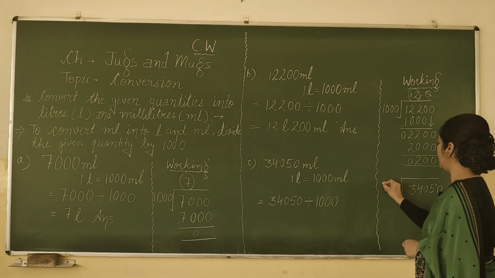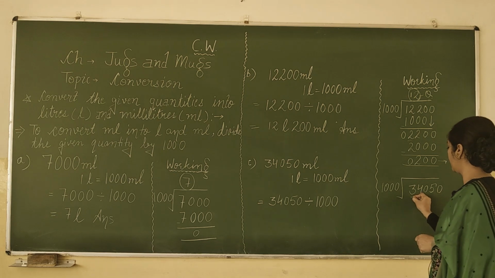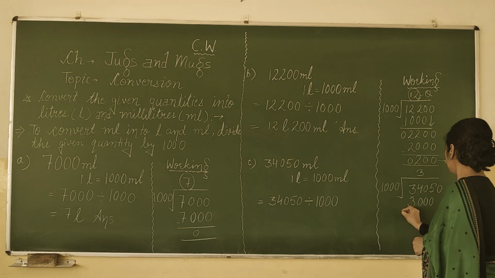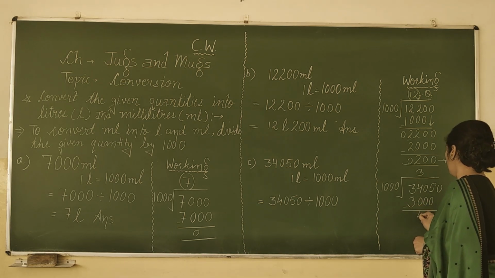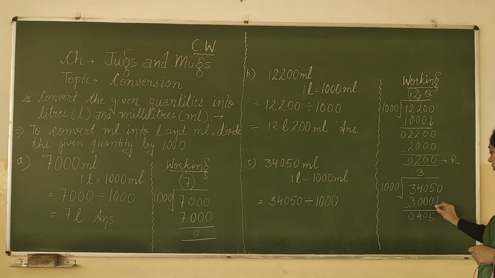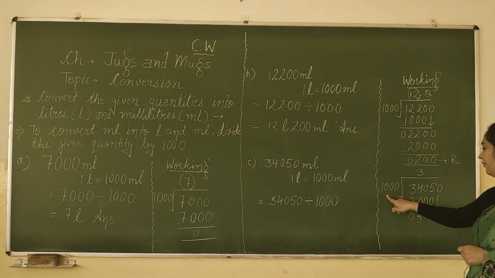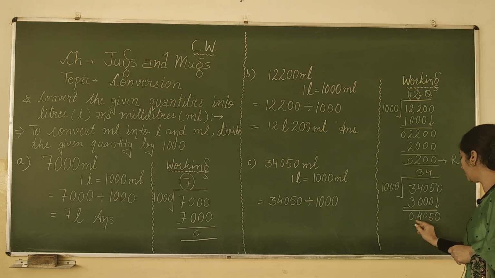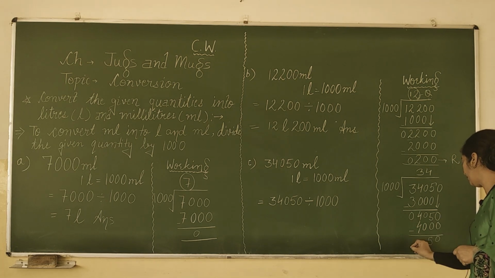34,050 milliliters divided by 1000. 1000 threes are 3000. We will subtract: 5, 0, 4, 0. We will put down this 0. Now we have 1000. 1000 fours are 4000. We will subtract again: 5.